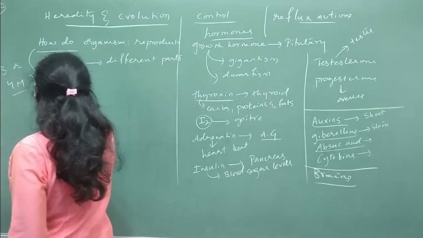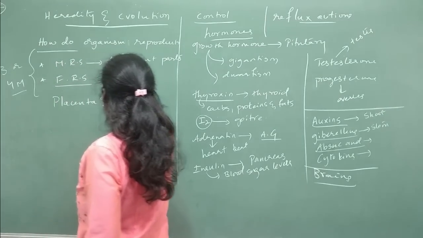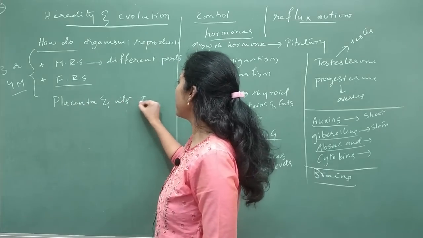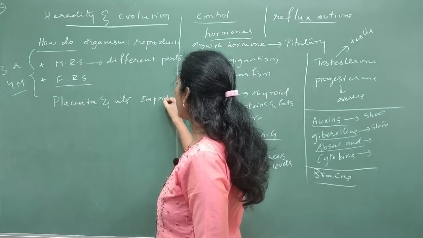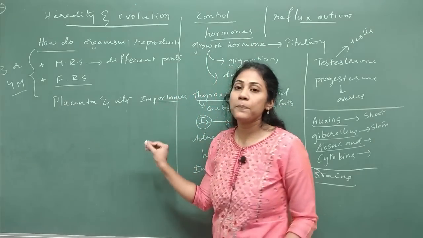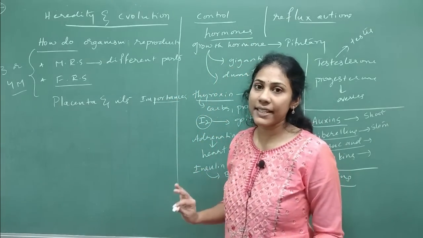And later, placenta and its importance. What is the placenta? You should know about the structure of the placenta and its importance, at least 2 points. The placenta helps in the exchange of gases and helps in providing nutrition to the baby. So if you mention this much, it is enough.